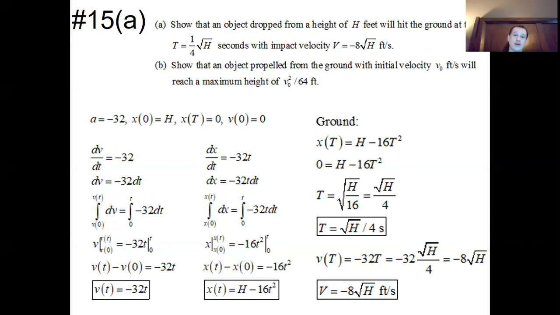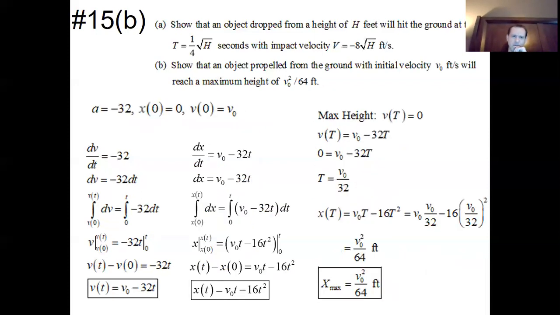Part B, show that an object propelled from the ground with an initial velocity of v0 feet per second reaches a maximum height of v0 squared over 64. Again, this is one-dimensional stuff. They're just saying, I shot it up, I came back down. No angles, no nothing. They didn't mention any angles, so you can assume it's just straight up in the air. All right, so shot up with a speed of v0, and we want to know what the maximum height's going to be. So let's see if we can do it for part B.